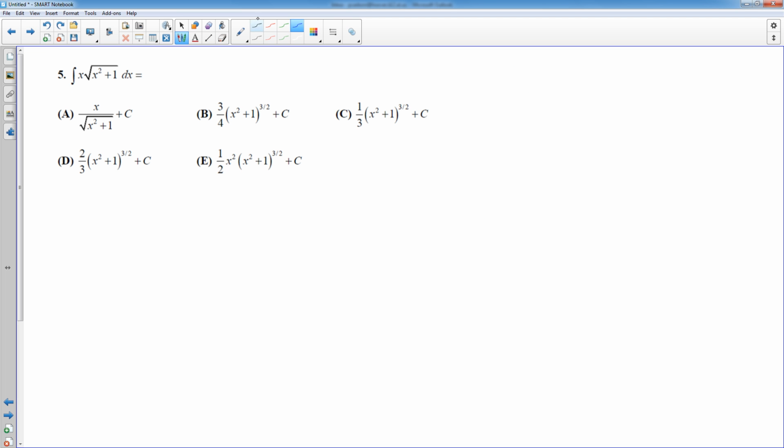5, straight up antiderivative. I noticed that the derivative of my inside would be 2x dx. I have the x. All I'm missing is the 2. So I'm going to turn this into a u sub. X squared plus 1 is my u. Du is 2x dx. I'm missing the 2. So I'll put a 2. I'll offset it with a 1/2. And this thing would turn into 1/2 antiderivative of square root u du, which is u to the 1/2.